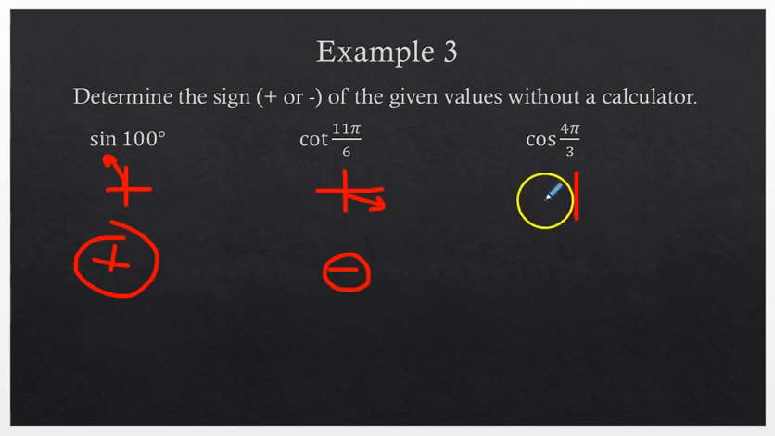And then this last one, you need to identify where is 4 pi over 3 on the unit circle. Well, here's pi. 4 pi over 3 is down here in this third quadrant. So if you're doing anything in the third quadrant, all students take calculus, only tangent's positive down here, T for tangent. So since this is a different function, it must be negative in that section of 4 pi over 3.